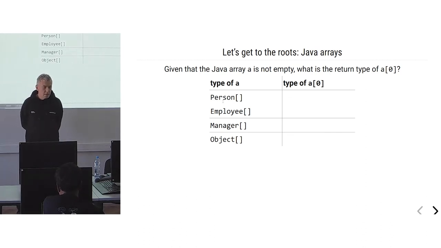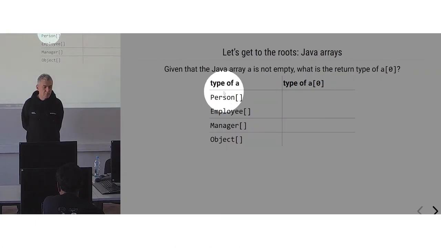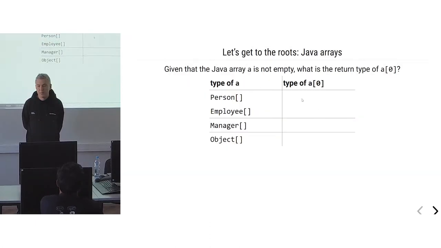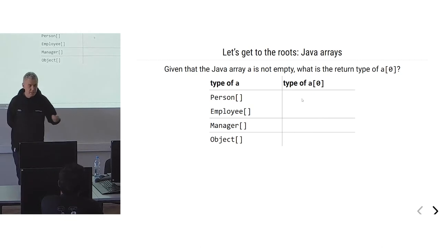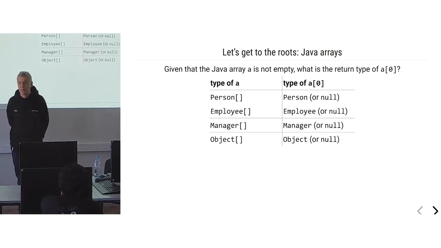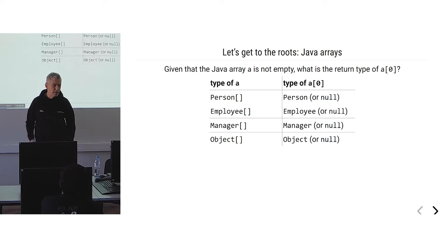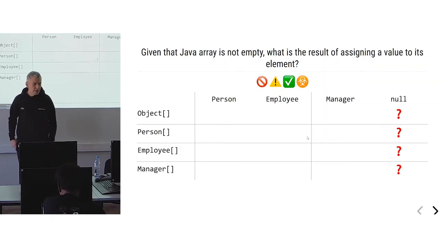And if we have an array of person, what is the type of an element of the array? I will open it up for you. It's just person or null. In Java, null is possible everywhere. So that's why I put it here, person or null. So if it's an array of employee, it's employee or null, and so on and so forth. Okay.